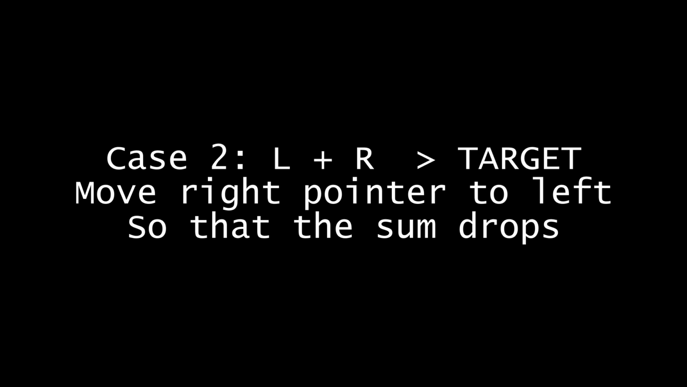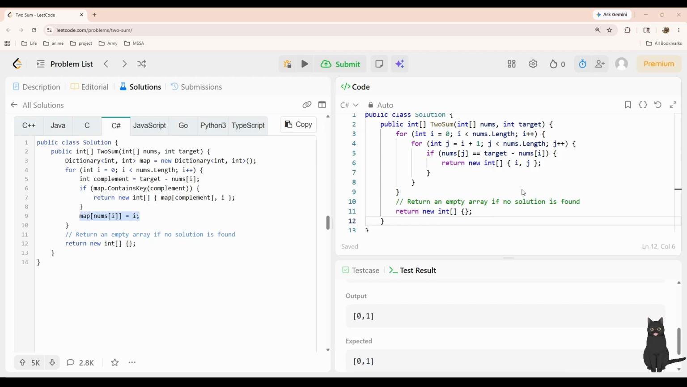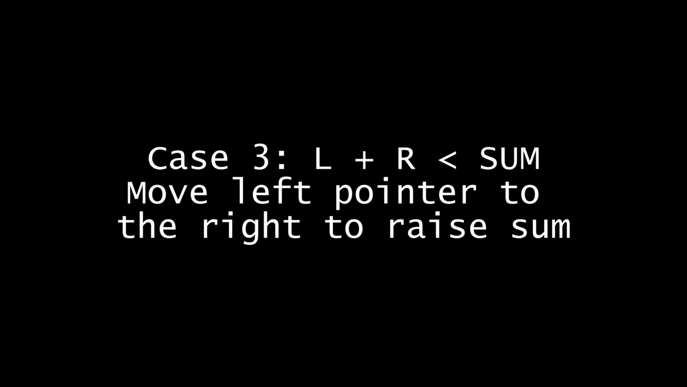A second scenario is that the sum is too large. Maybe we do get a sum that is way bigger than our target, right? Then all we have to do is move our right pointer to the left so that the overall sum drops. Versus if the sum is too small, then all we would do is move the left pointer to the right.